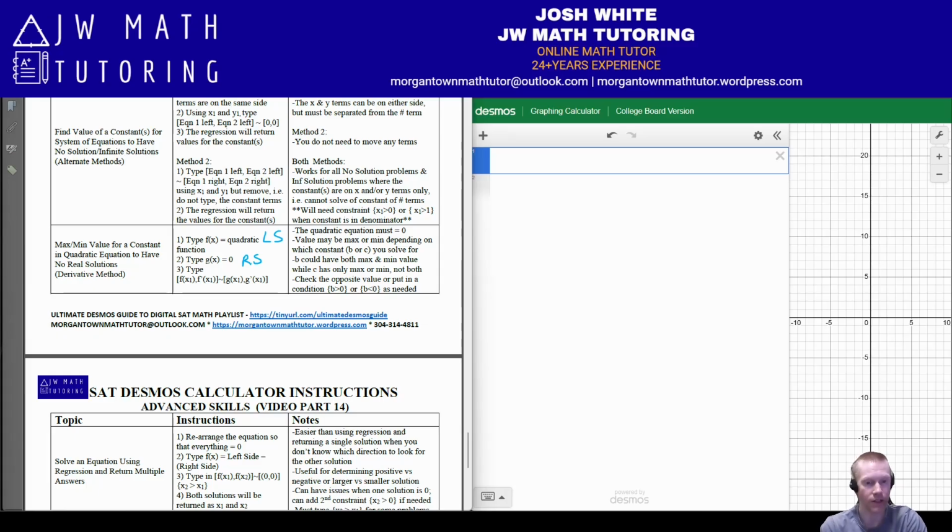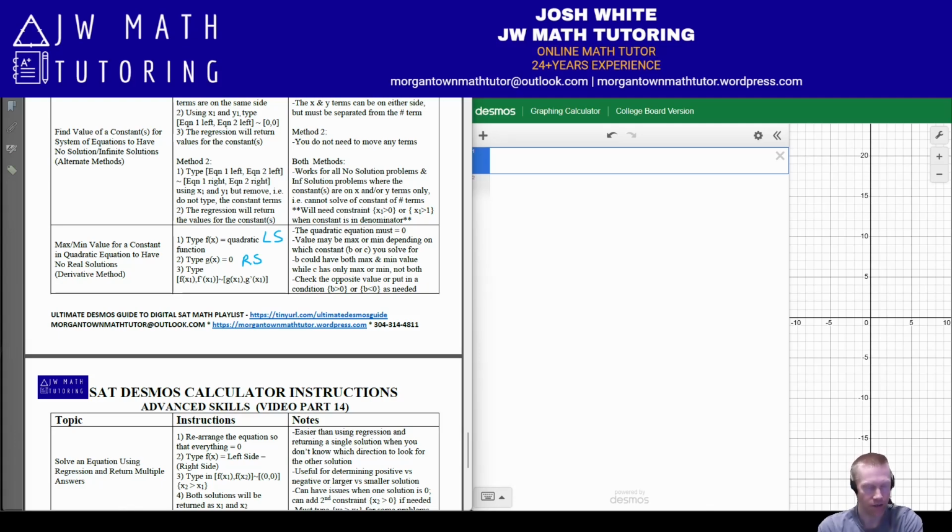That is not the tip that the person shared with me, which I'm going to get to in a second, but that is just one thing to be aware of that I discovered: you technically don't have to move all the terms over and get it equal to 0. Wanted everyone to know that.